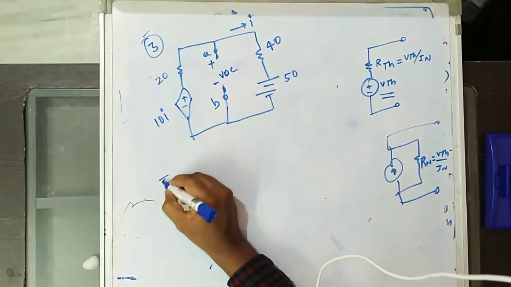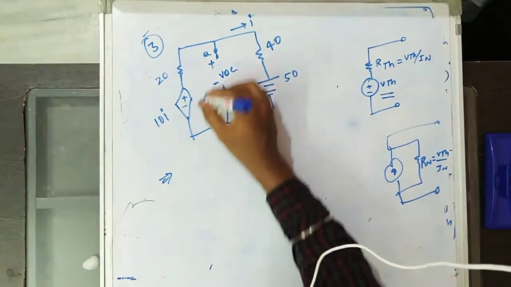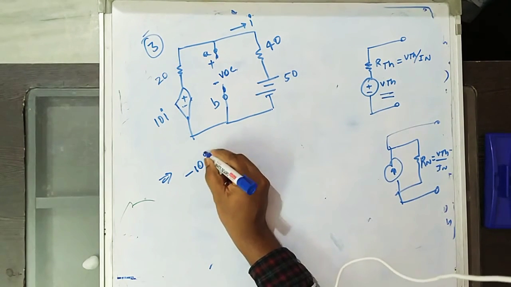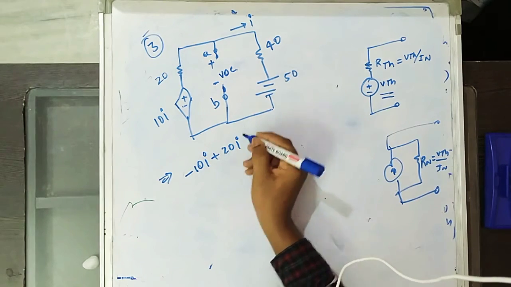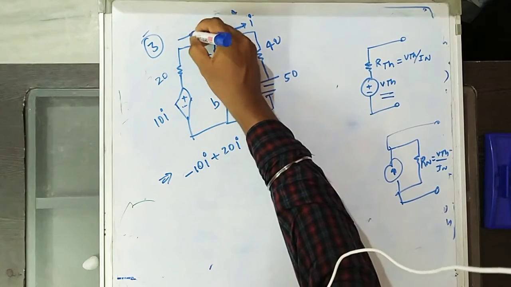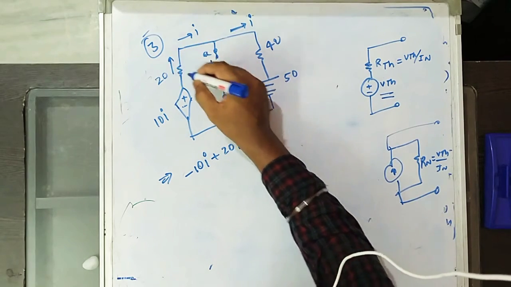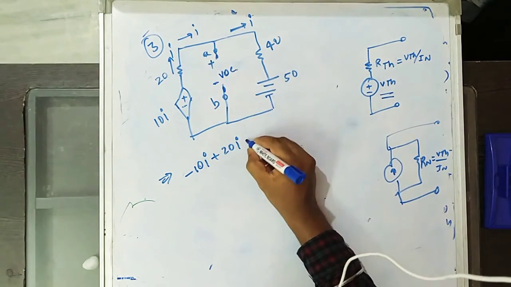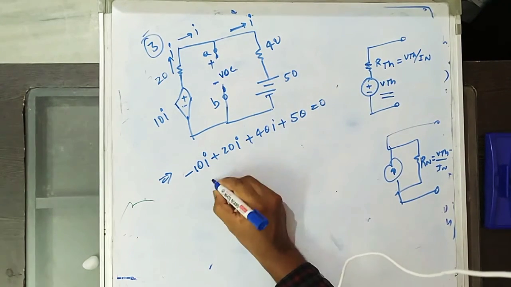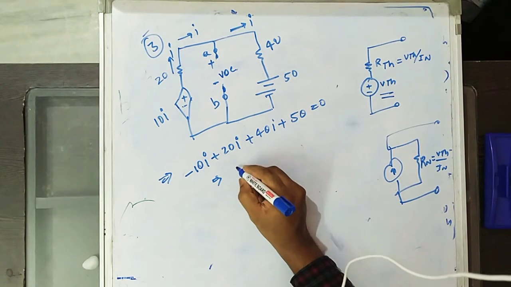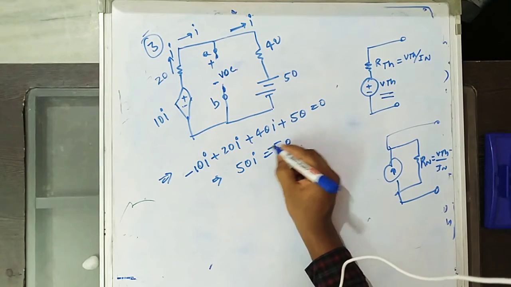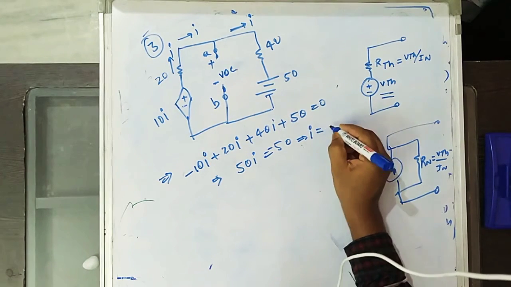By mesh equation, by loop equation, write the loop equation. So the loop equation is minus 10I plus 20I plus 40I plus 50 equal to 0. I is flowing here. If we open the terminal, the same current I will flow. So you will get 50I equal to minus 50. So current I equals minus 1 amp.